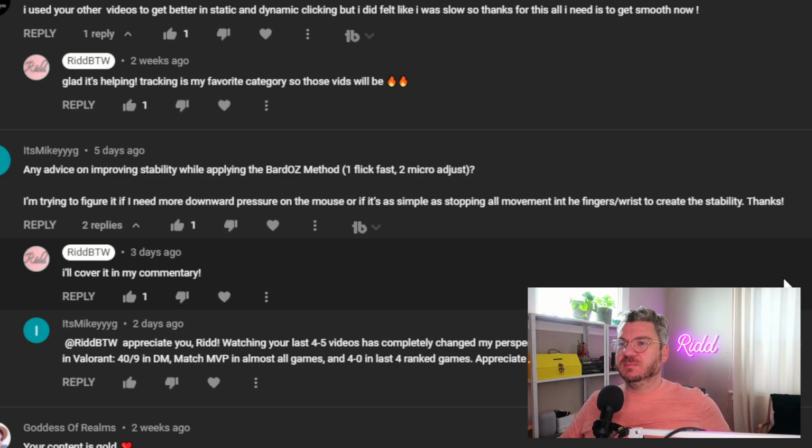And then as you're practicing in this method and you're consciously thinking about it, your stopping power is going to improve and your stability is going to improve. So one of the biggest reasons that I see that people lack stability when they're flicking is because they're overemphasizing the speed when they're moving their mouse, and they're not emphasizing enough on the technique when they're stopping.